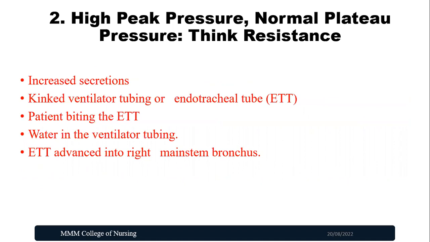The reason for this high peak pressure and normal plateau pressure is, as I already told you, resistance. So the causes for this resistance are increased secretions, kinked ventilator tubing or endotracheal tube, patient biting the endotracheal tube, water in the ventilator tubing, and endotracheal tube advanced into the right mainstem bronchus.